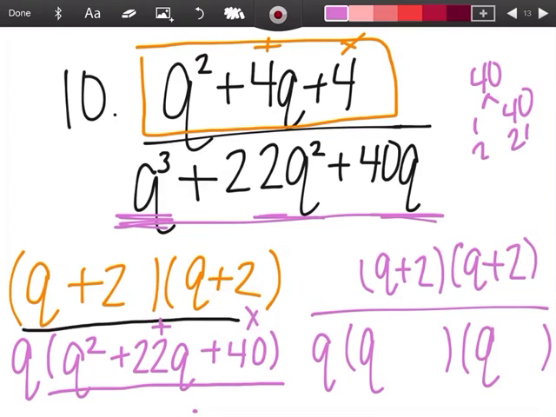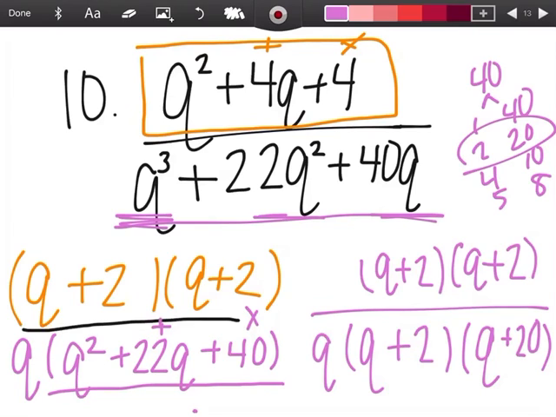Two numbers that multiply to be 40 and add up to 22. So your 40 would be 1 and 40, 2 and 20, 4 and 10, 5 and 8, and then I'm done, 6 and 7 don't go into it evenly. So the two numbers that multiply to be 40 and add up to be 22 are 2 and 20.